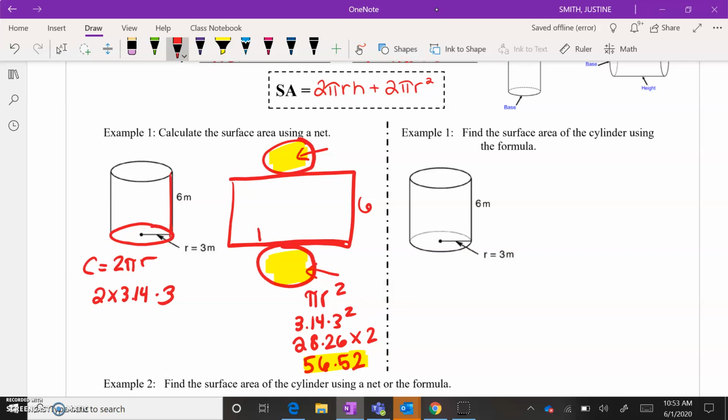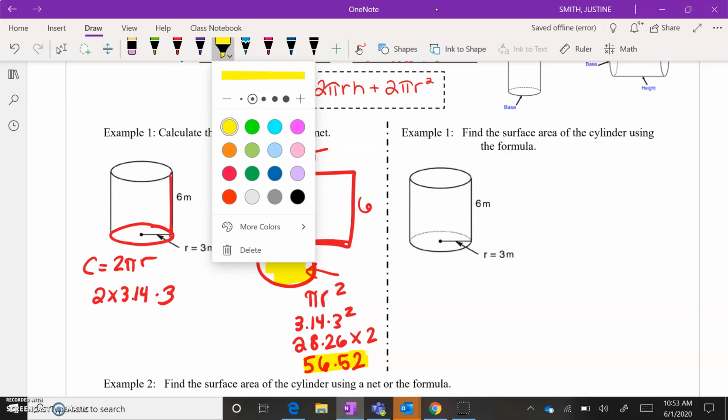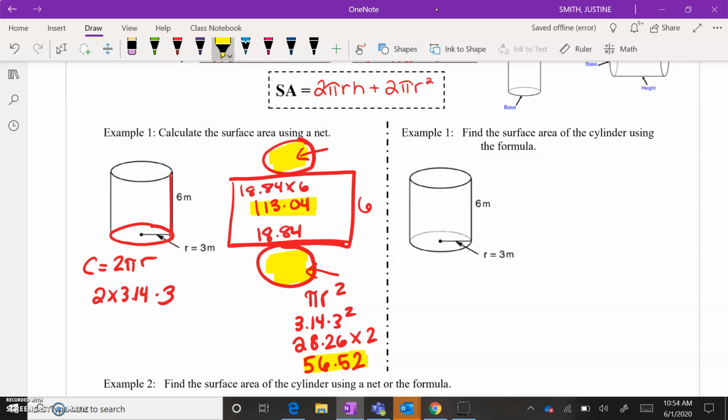gives me 18.84 for this length. So now for my rectangle, I would do 18.84 times 6 to get 113.04. So the area of my rectangle is 113.04. The area of my two circles is 56.52. And then I would go ahead and add those together, and that would give me 169.56 meters squared for the surface area.